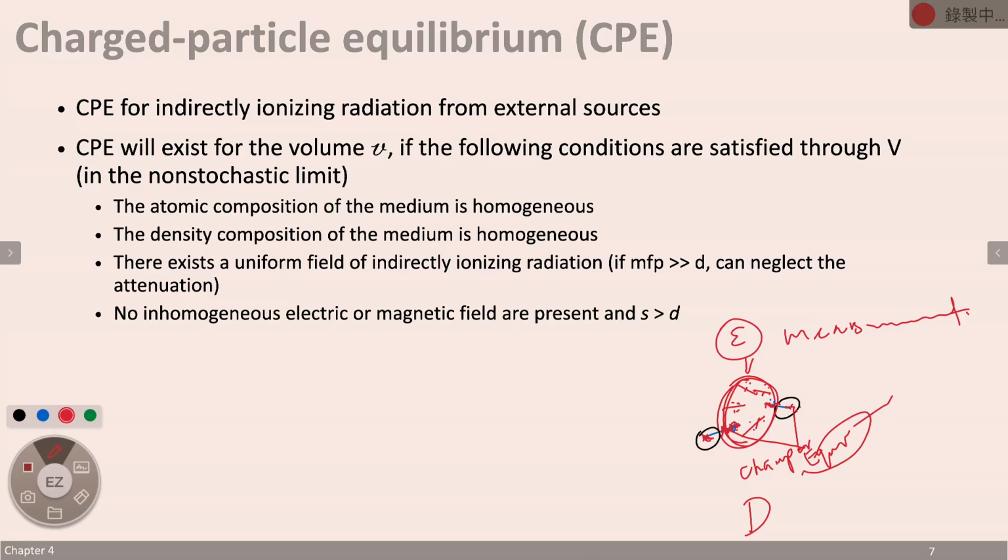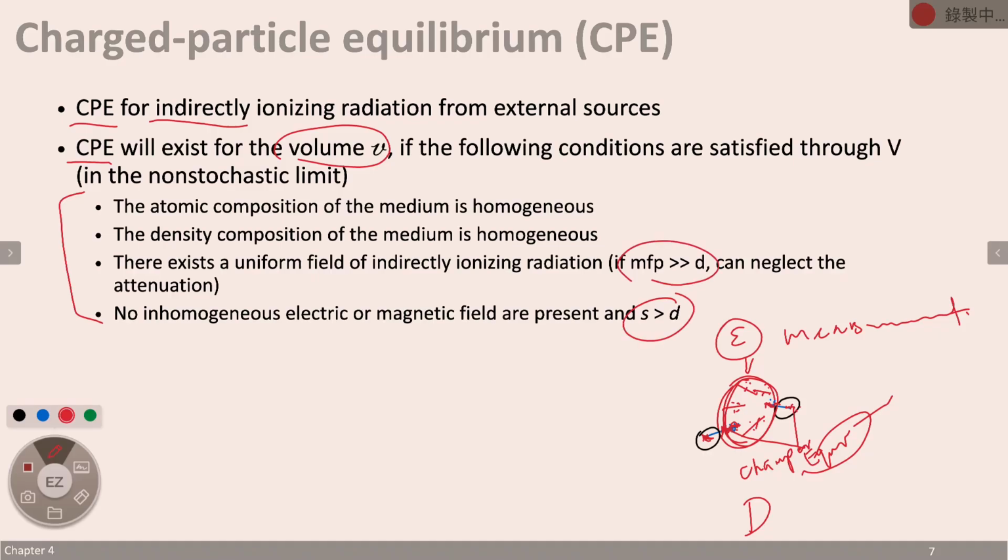Actually, you need a more rigorous definition. For indirectly ionizing radiation from an external source, charged particle equilibrium will exist in the volume V if the following conditions are satisfied. So here is its result. And actually, the main thing is here. I just mentioned that, right?